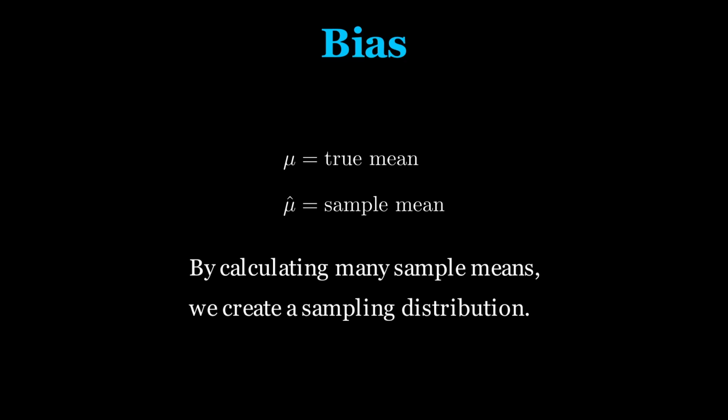When we sample many times from a population, we use sample estimators to estimate the true parameter values. For instance, mu is the true mean of the population, and mu hat is the sample mean, our estimator. Every time we draw a new sample, we get a different mu hat. By calculating mu hat across multiple samples, we create what's called a sampling distribution of mu hat. It tells us how mu hat behaves across repeated sampling.